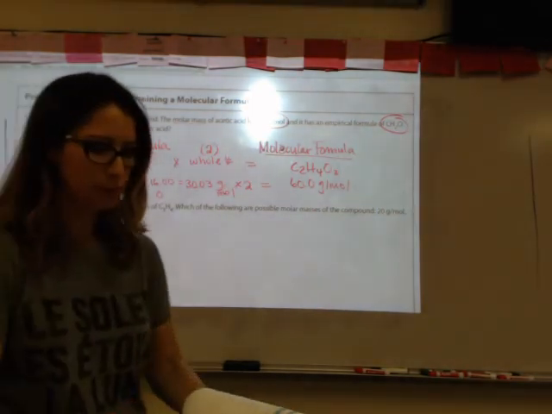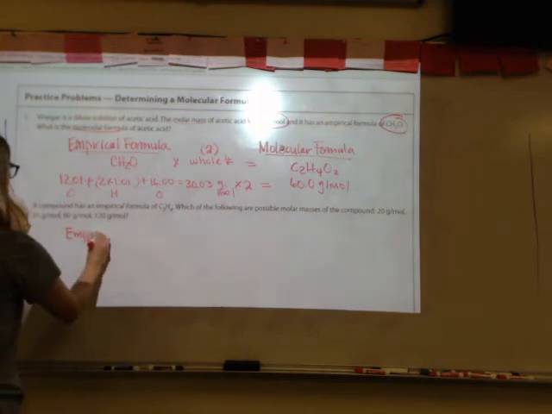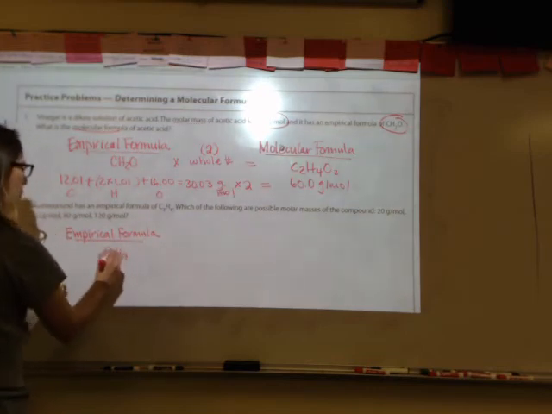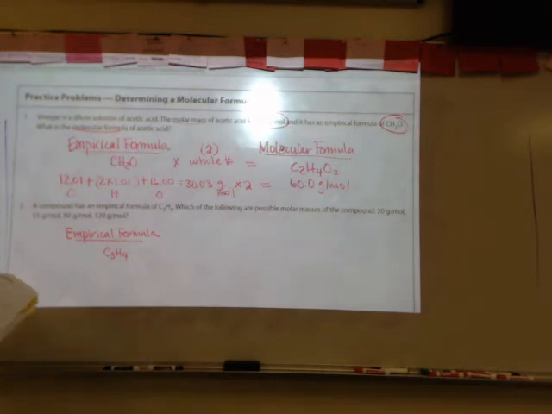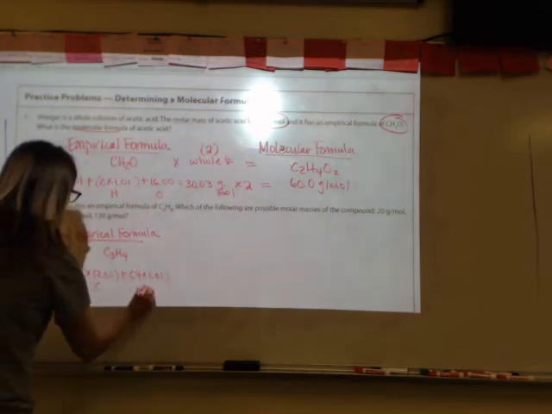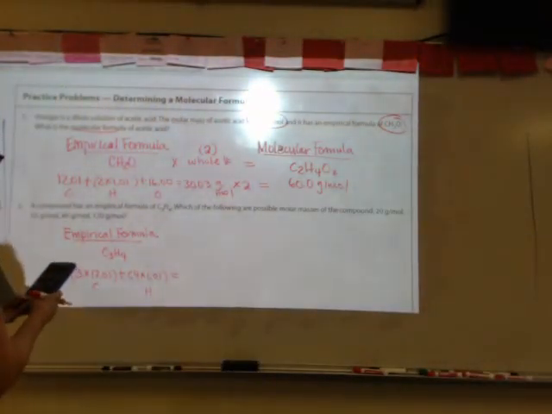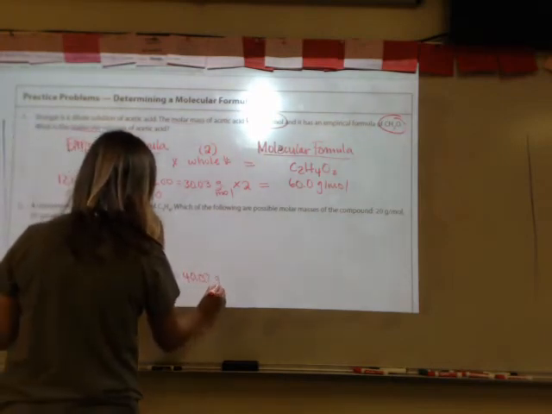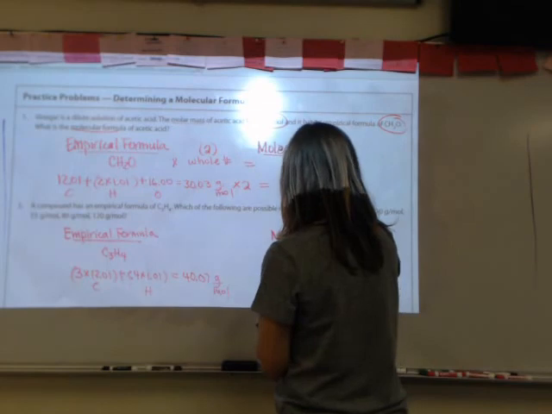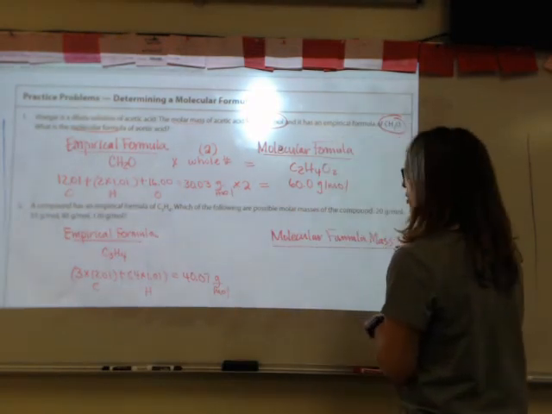Let's take a look at number 2. A compound has an empirical formula of C3H4. Which of the following are possible molar masses of the compound? The mass of this is 3 times 12.01 for carbon plus 4 times 1.01 for hydrogen. So that means that this is 40.07 grams per mole. So the molar mass of the molecular formula must be either the same or a multiple.